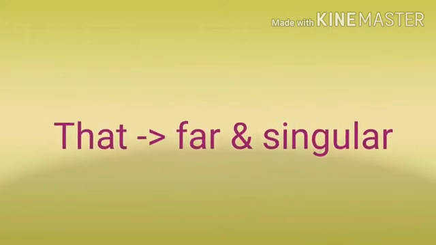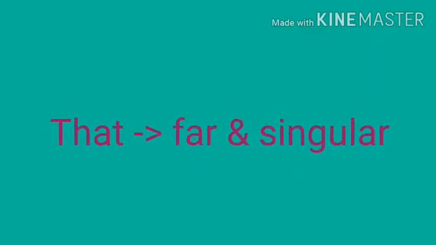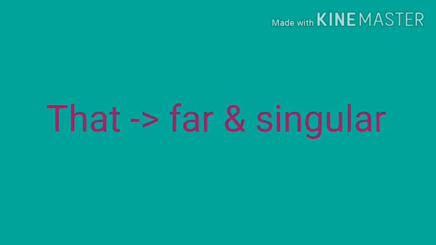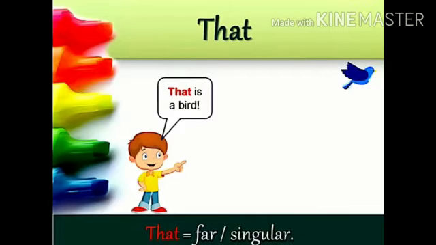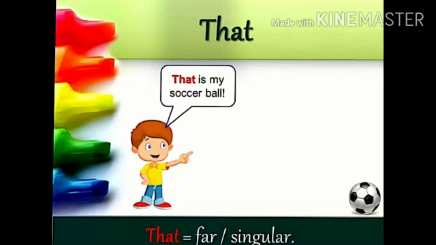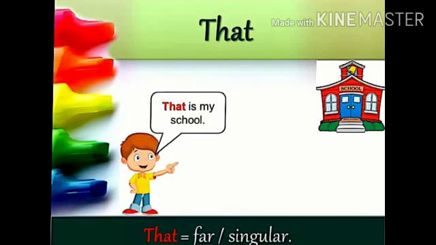Next, let me tell you about that. That is used to tell about a far and singular object. For example, what is that? That is a bird. Here, the bird is far from him and it is singular. What is that? That is my soccer ball. Look at that. That is my school.